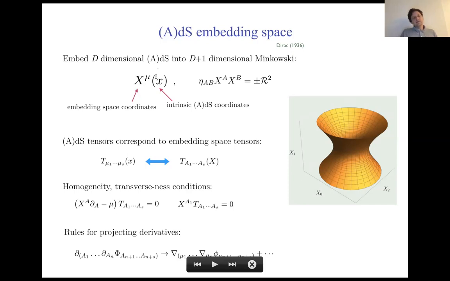So when we do this, there's a one-to-one correspondence between tensors in this embedding space that satisfy a transverseness condition and a homogeneity condition with some homogeneity degree mu, and tensors on the de Sitter space itself. So then once we have this set up, there's rules for how you project down derivatives and so on, and any expressions in the ambient space you can bring down to the intrinsic space and vice versa.